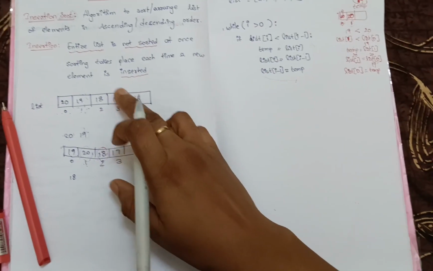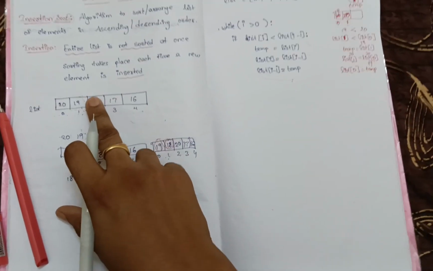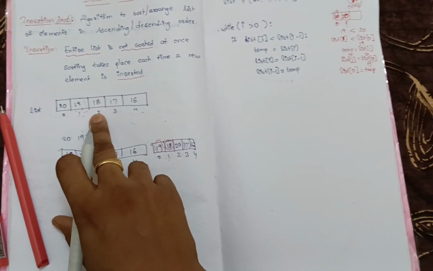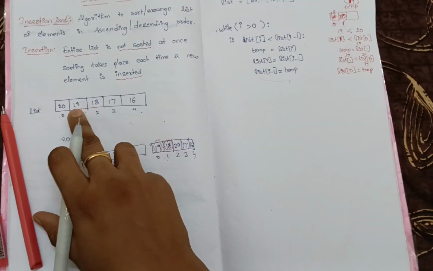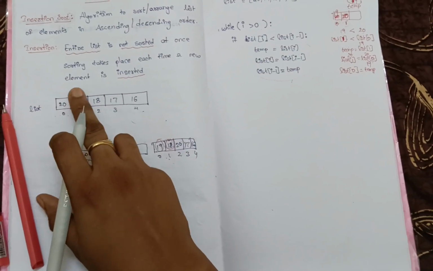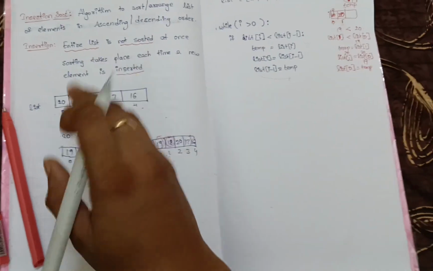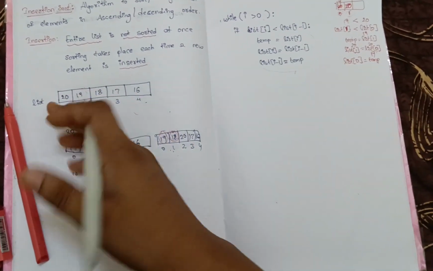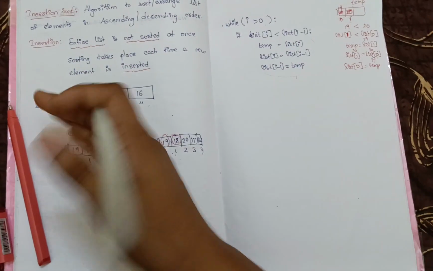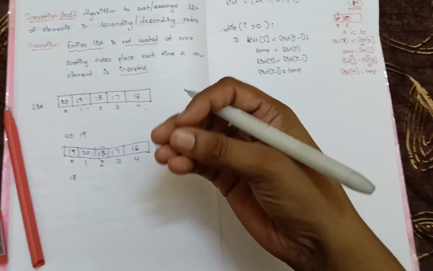Whenever the new insertion happens, suppose 17 is inserted, I have to compare these two numbers, then move to the previous place, then compare these two values, then move to the previous place, then compare the previous preceding value. That means I am going back. Whenever the insertion happens, I have to go back again and again until I reach 0th index. This is how the sorting technique happens in the insertion sort.